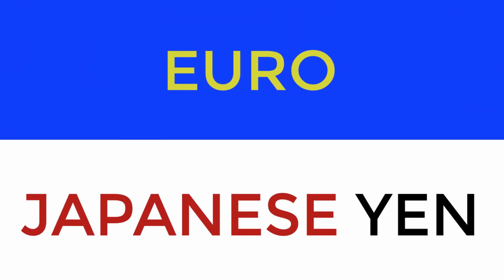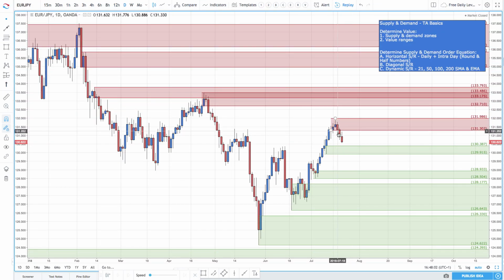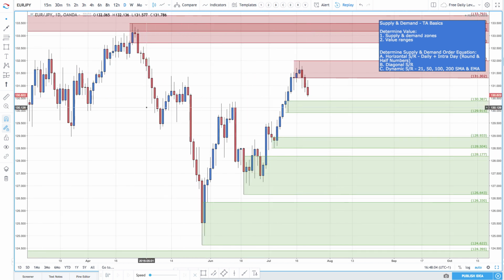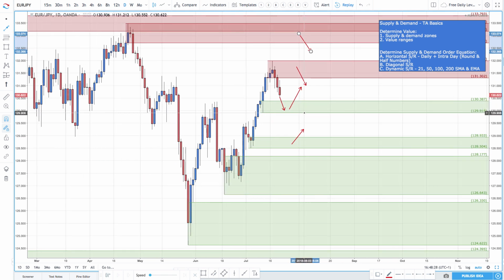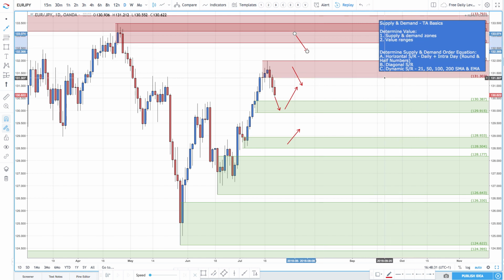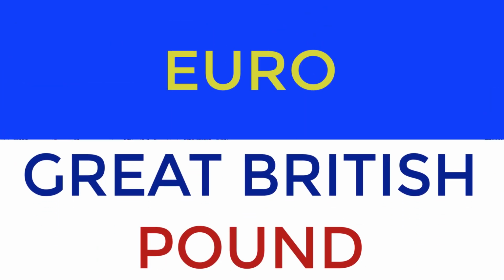Euro yen prices came up to this area here, started selling off. We've got our first hidden demand zone right there, so you could look for price action, and prices come down into here. Prices do come back up into this area here. This is the first area you'd be looking for a short trade. And again, if prices don't hold here, this is where you're looking for long trades. Prices don't hold there, this is where you're looking for short trades. And again, just apply your technical analysis basics to these areas. Moving on to the euro pound.